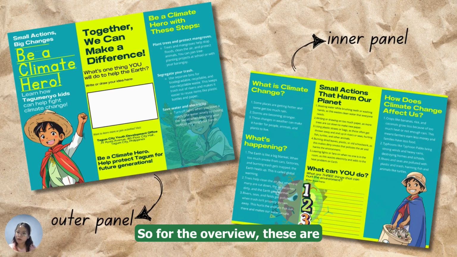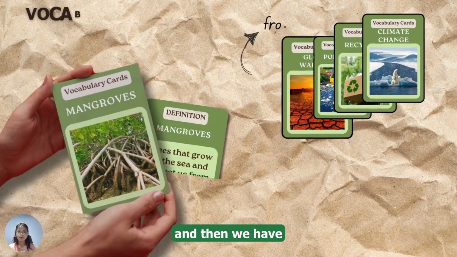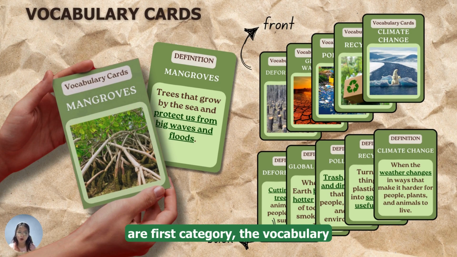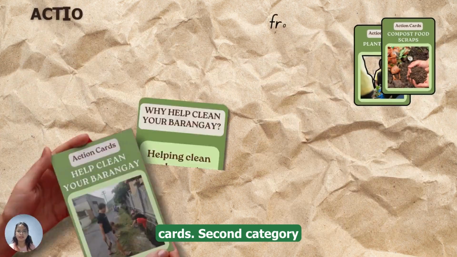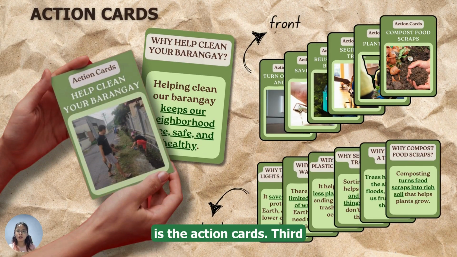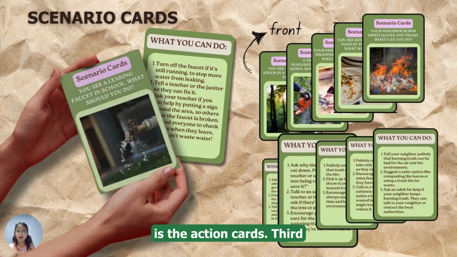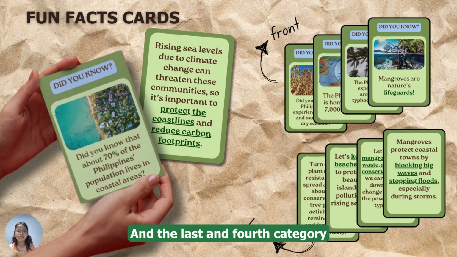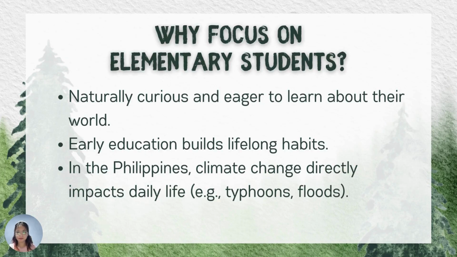For the overview, these are my end products: the brochure, and then we have the flashcards consisting of four categories. The first category is the vocabulary cards. The second category is the action cards. The third category is the scenario cards. And the last and fourth category is the fun facts cards.